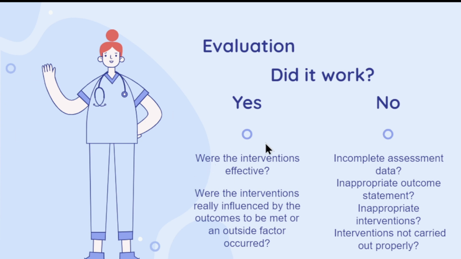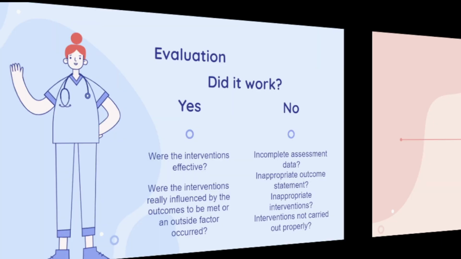Were the interventions effective? Were the interventions really influenced by the outcomes to be met, or did an outside factor occur? Do you have incomplete assessment data? Or maybe you were able to identify an inappropriate outcome statement. You were able to identify inappropriate interventions. Or maybe your interventions were not carried out properly. So these are the things you take into consideration when you are evaluating.